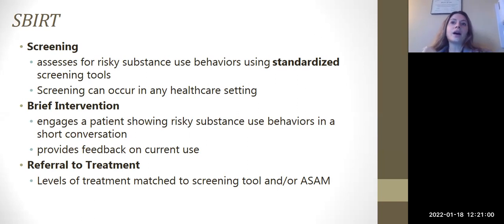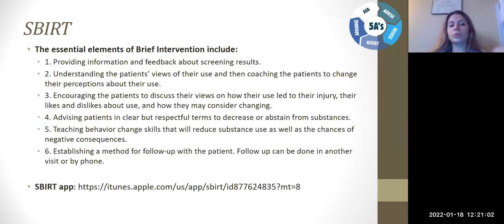And then if they're falling into the higher levels of risk, make the determination: do we refer to further treatment or specialty treatment? So here are the 6 steps for doing that brief intervention. Provide information about the screening results, and have a very short conversation about why they use and what their reasons and perceptions are, talking about the risk that's been flagged. What they like, don't like, what they may consider changing, and giving them some advice on how they can decrease or mitigate that risk, even if it requires teaching a brief skill or encouraging tracking or something like that.